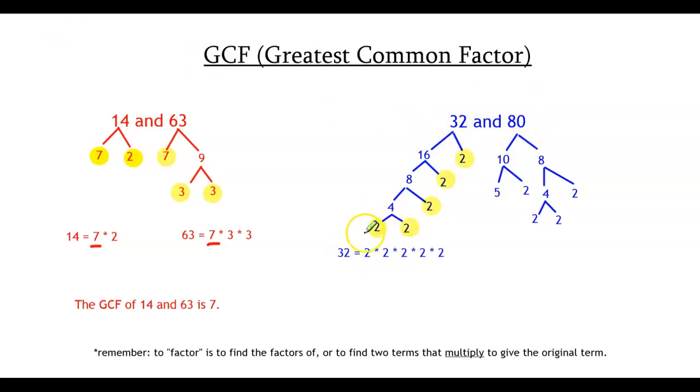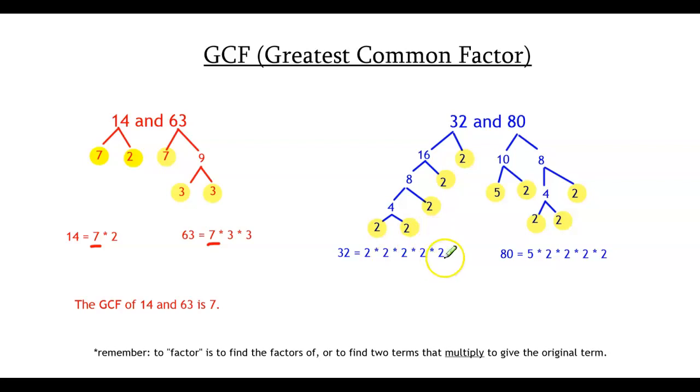See that 32 is just 2 multiplied by itself 5 times, so 2 to the 5th power, and then 80 looks like this. Now, in order to find the greatest common factor, I mean, 2 is a common factor between both of them, but we need a greatest common factor. So we're going to pick all the factors that appear in both lists, all the factors they have in common, and we're going to pick them in pairs.